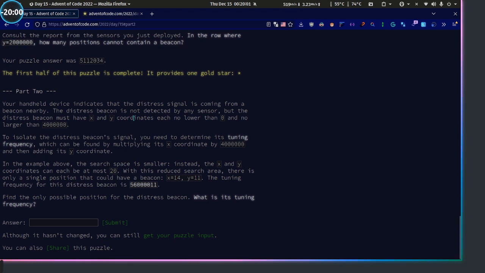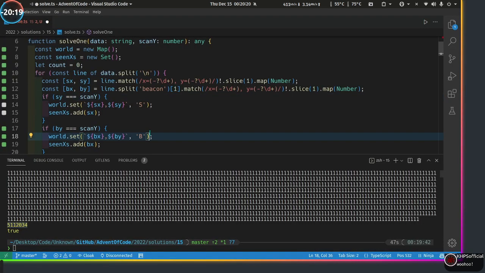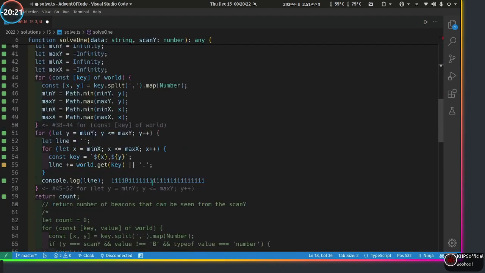Must have X and Y no lower than, oh great. Multiplying its X coordinate by, find the only, okay, so the example, it's this. Well, this is interesting. I got no hope for this one.